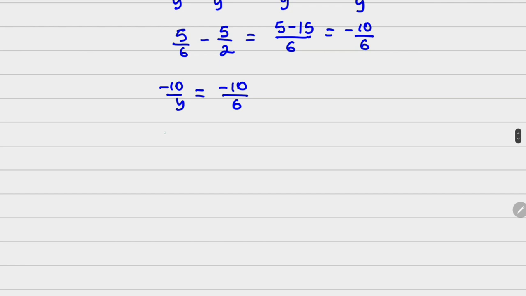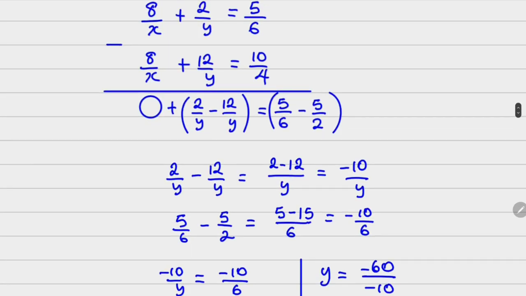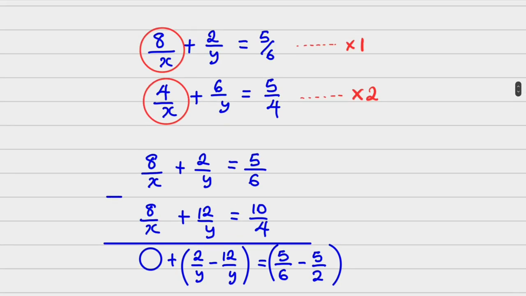Cross multiplying, I'm going to have minus 10y is equal to minus 60. So that once I divide, I'm going to end up with y is equal to minus 60 over minus 10. So y is going to be 6 hours. So I'm done with this. I've gotten y. Then I'll substitute y into any of the equations.